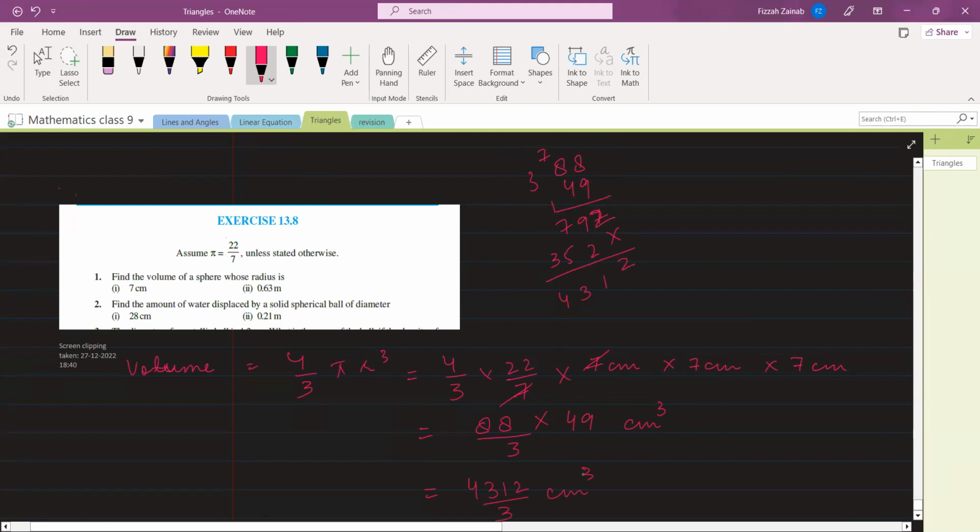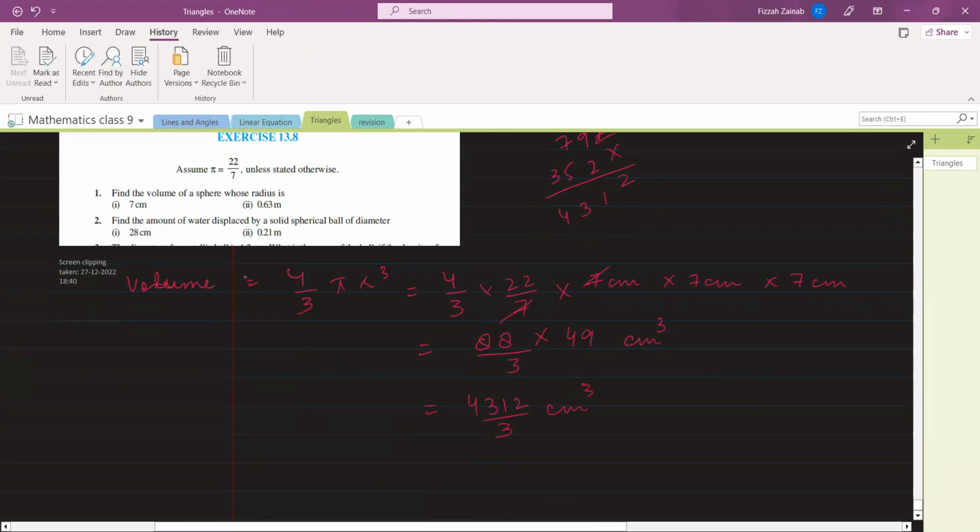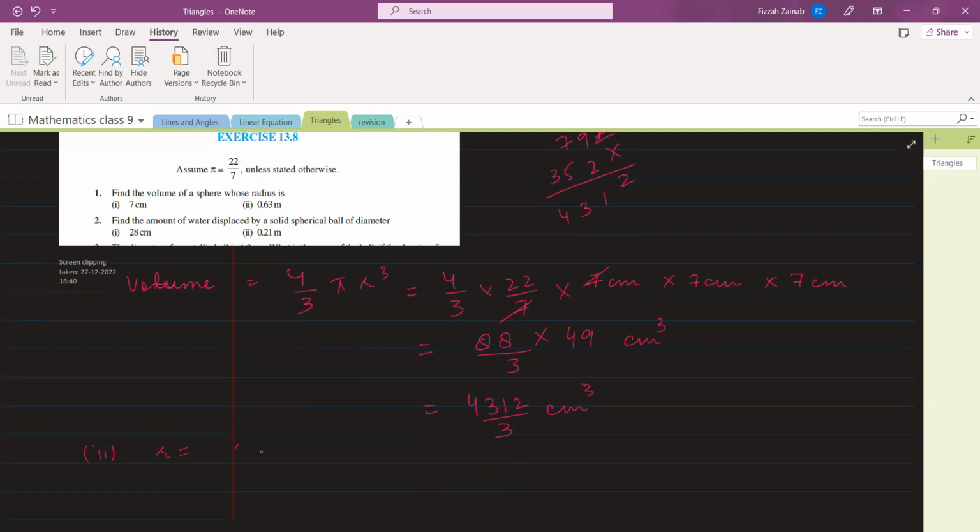Zeba, was it that difficult? Simple multiplication is there. Yes. Now please try the second part quickly, where the radius is 0.63 meters. So first you remove the decimal and then do it, okay? Tell me the answer.